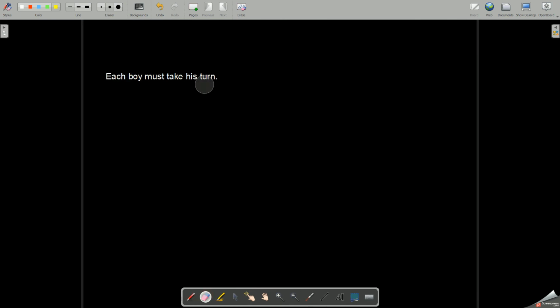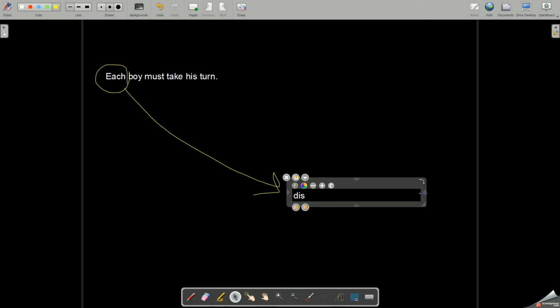So over here we are talking about the adjective in this statement. We say each boy, that is, we are distributing: every boy should take his turn. If there are 5 boys, all 5 boys should get their turn. So we are distributing the situation to all the boys, hence this turns into a distributive adjective.